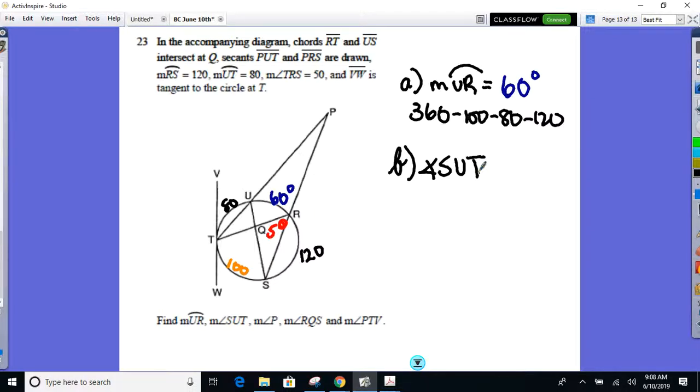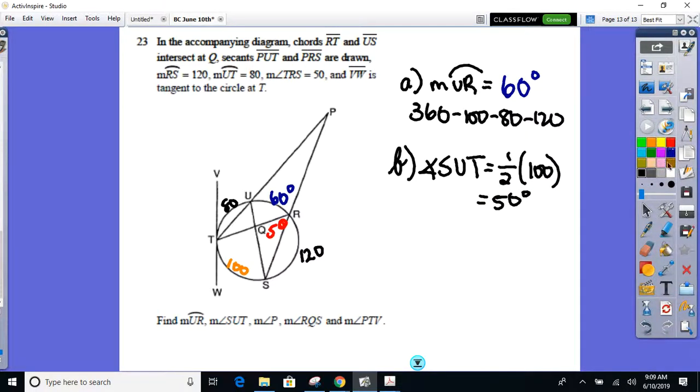What type of angle is SUT? It's inscribed and it's drawn to which arc? ST, which we just found was 100. So a half of 100. That is also 50 degrees.